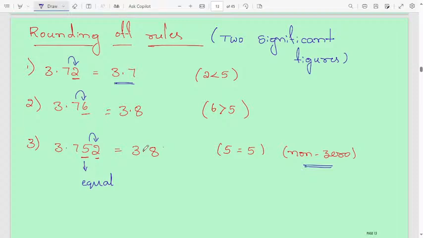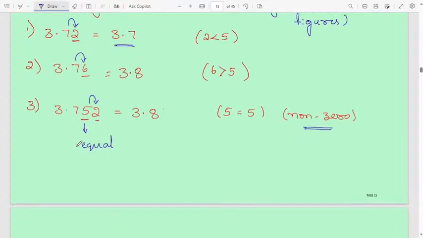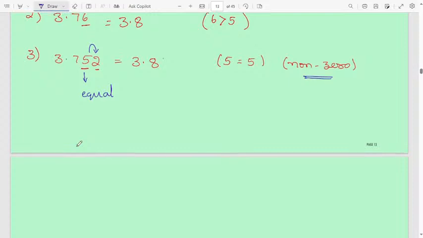That's why I'm repeating once again. If the next number is less than 5, then you have to keep the same number. If the next number is greater than 5, you have to move to the next number. If the number is equal to 5, then you have to see the third number. If it is non-zero, then you can move to the next. If it is equal to 0, then you have to keep the same number. I will tell that one also.